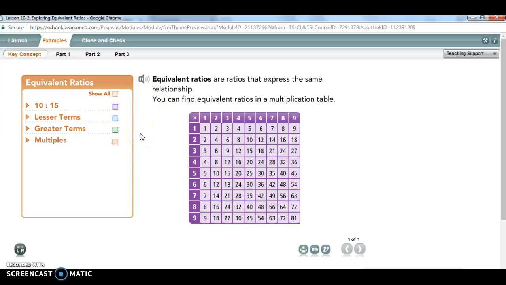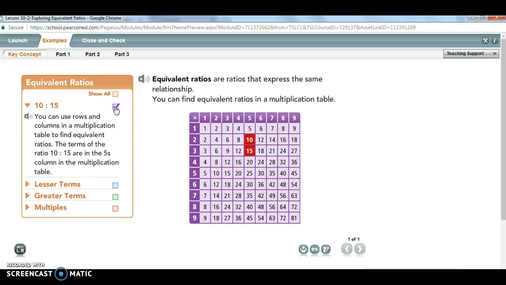Equivalent ratios are ratios that express the same relationship. You can find equivalent ratios in a multiplication table. You can use rows and columns in a multiplication table to find equivalent ratios. The terms of the ratio 10 to 15 are in the 5s column in the multiplication table.